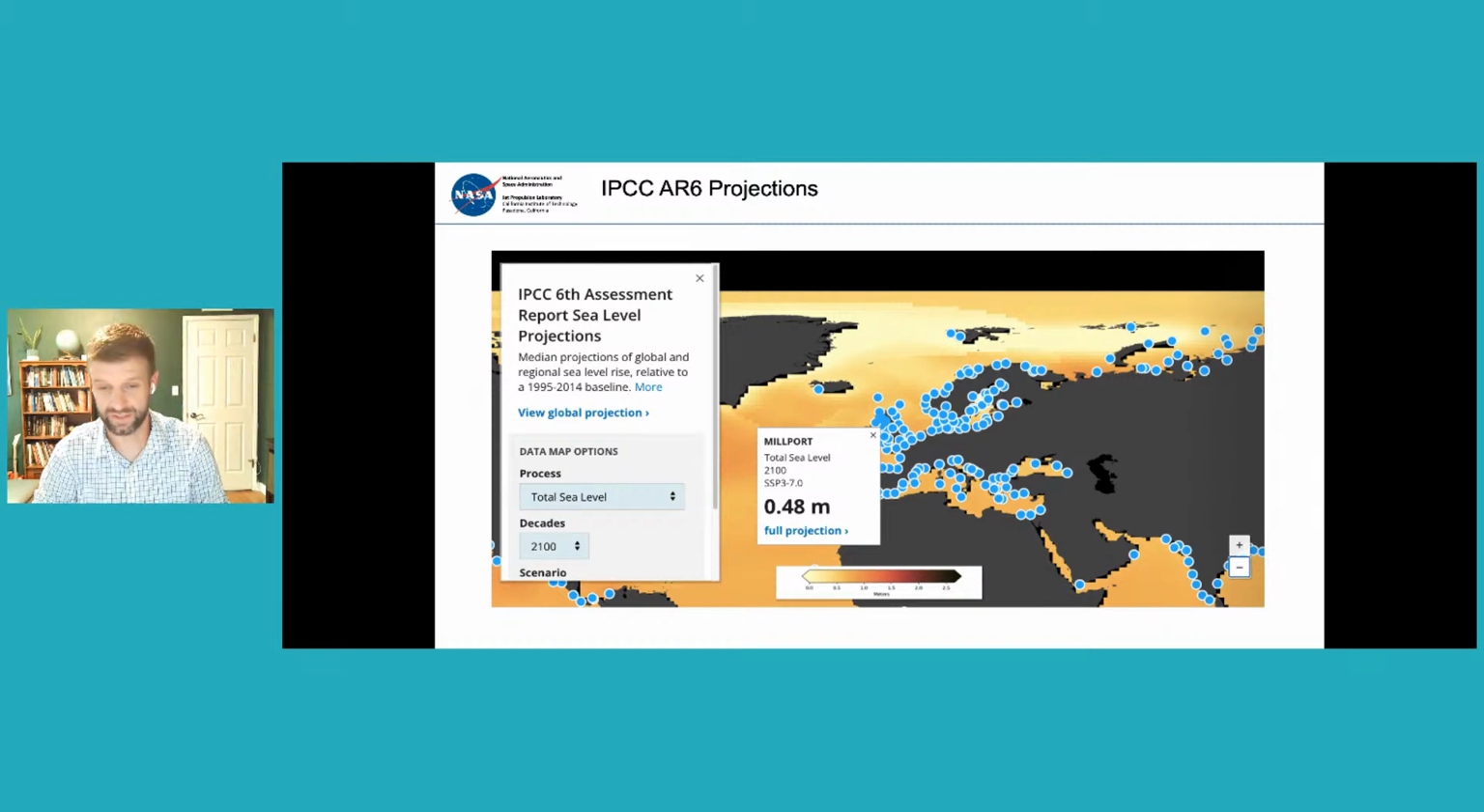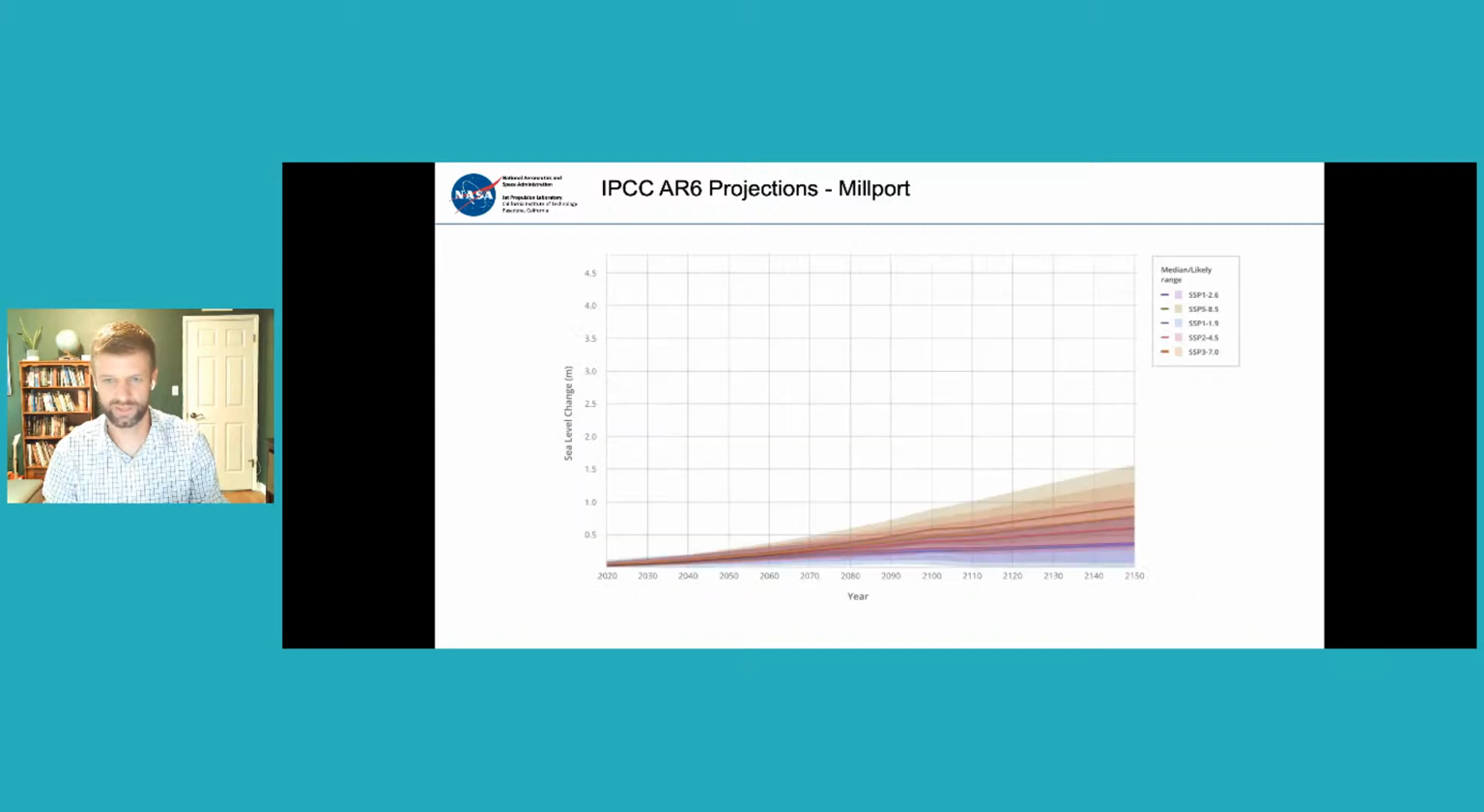Here, this is just the value for 2100 for one of those particular scenarios. But if you click on that full projection link within the tool, then you pull up this information. So these are the projections for Millport going out to 2150 for each of the different scenarios. You can see that for these scenarios, your range, say in 2100, is on the order of maybe half a meter. Going out to 2150, it starts to exceed a meter.